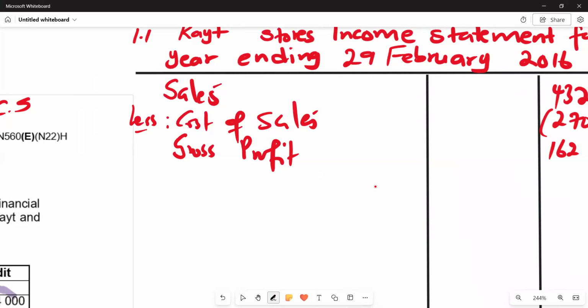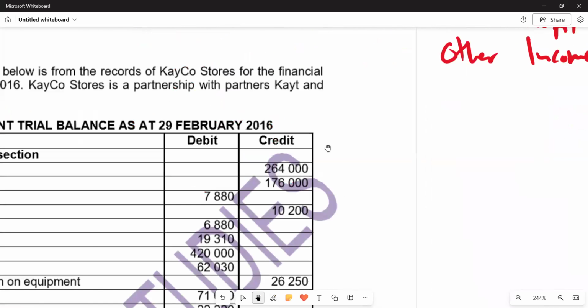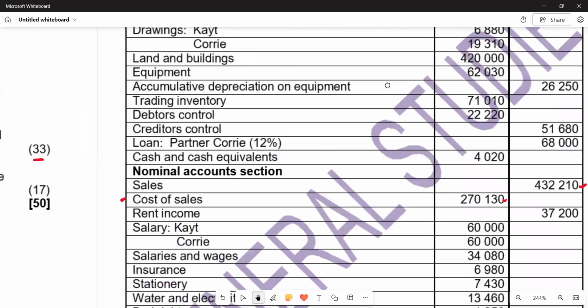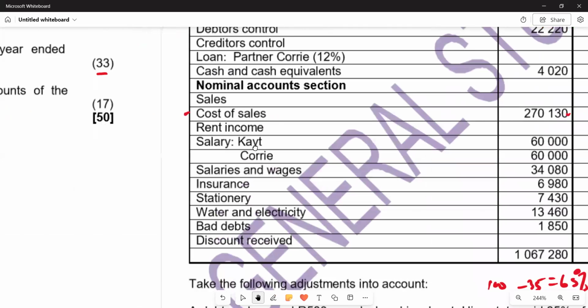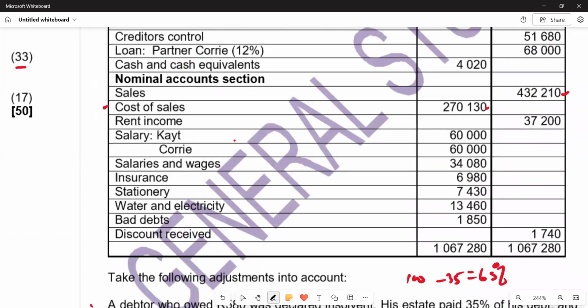Then I will go to the other income section. So we're going to check under the nominal account section again, what other income do we have? So we are seeing that the first one that we are having here is rent income, which is 37,200. But before we enter it, you have to go through additional information to see if there's anything that is affecting the rent income so that you can adjust it.